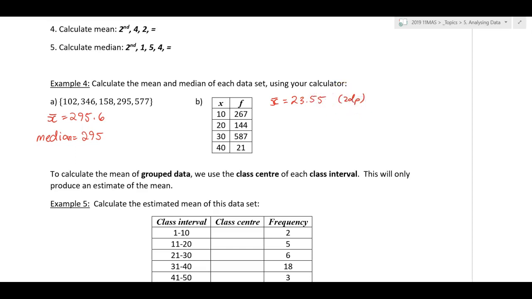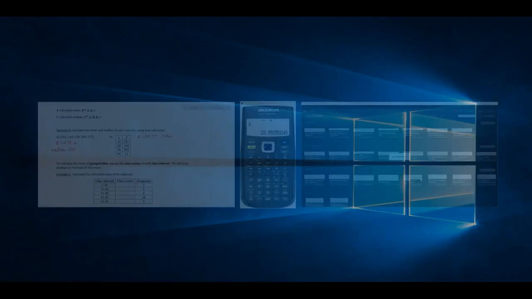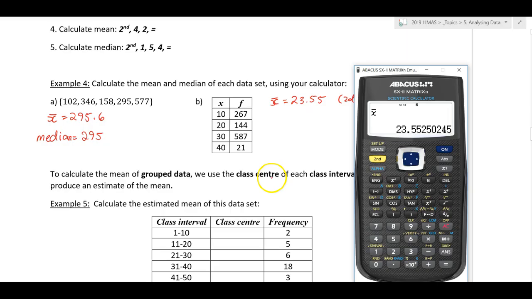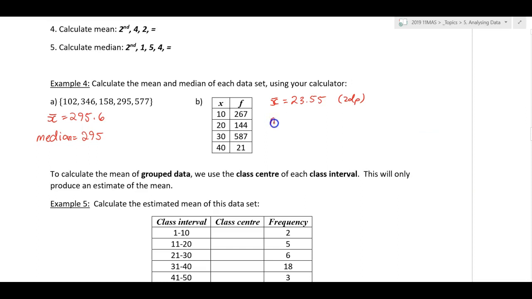And my median, now just having a quick look, what do you think the median will be? I think it's going to be a 30. Second function 1, 5, 4, equals, oh, there we go, my median equals 30. Now you see, there's not a lot of hard work in your head to do there.